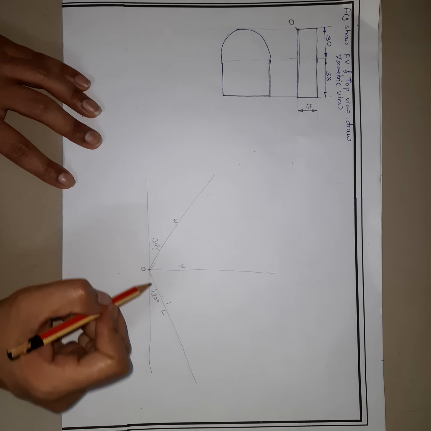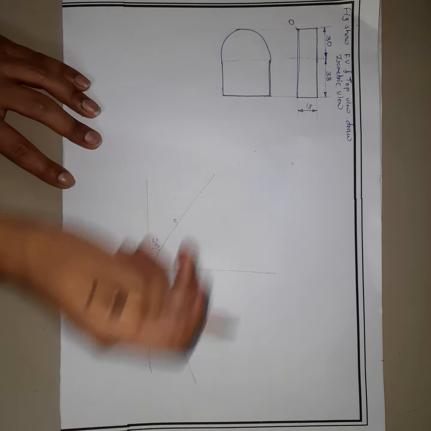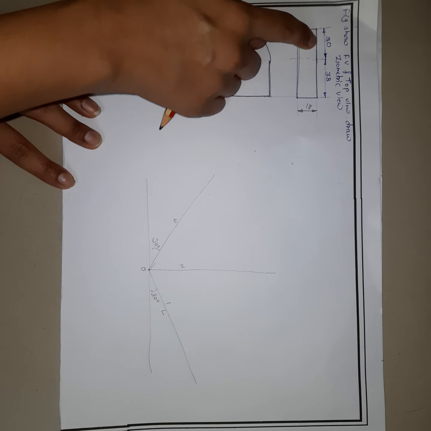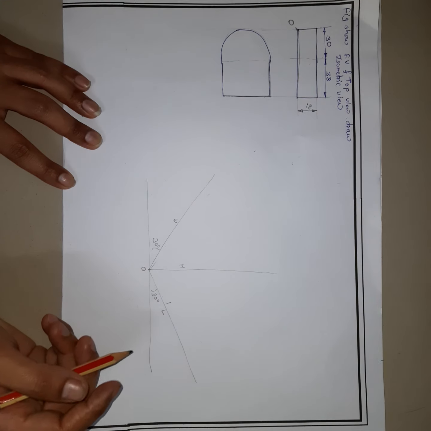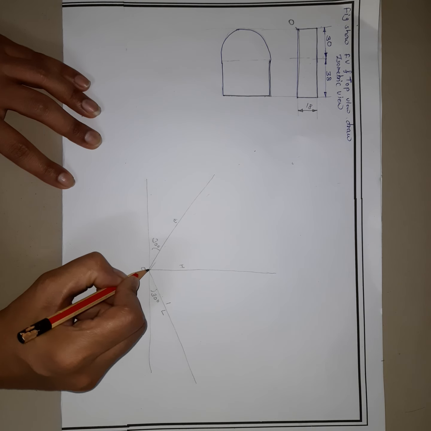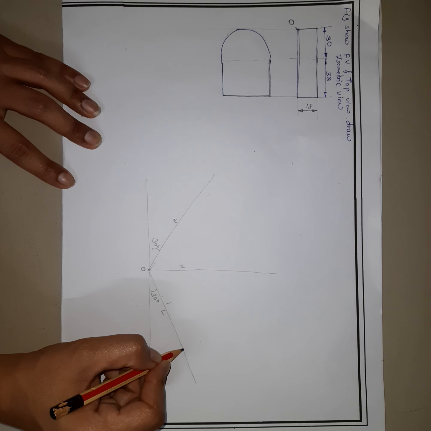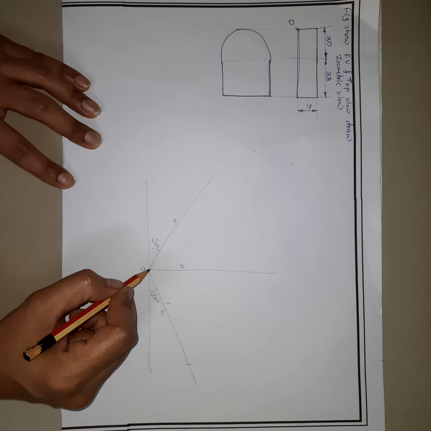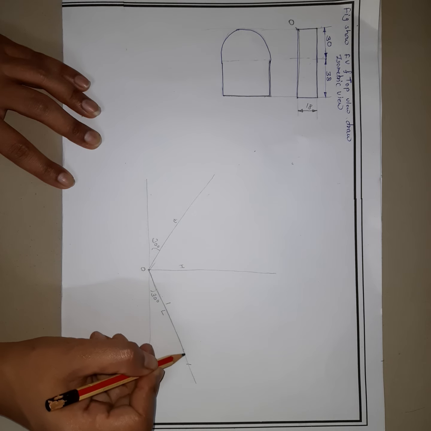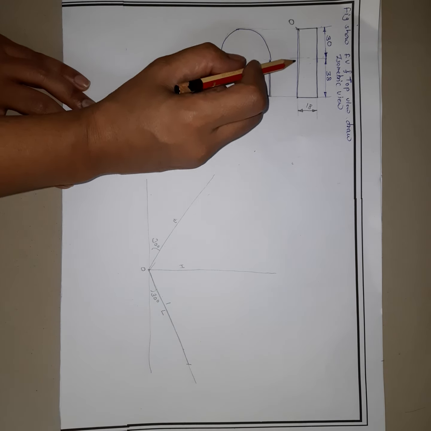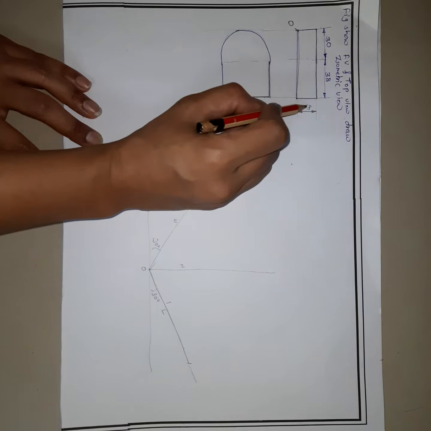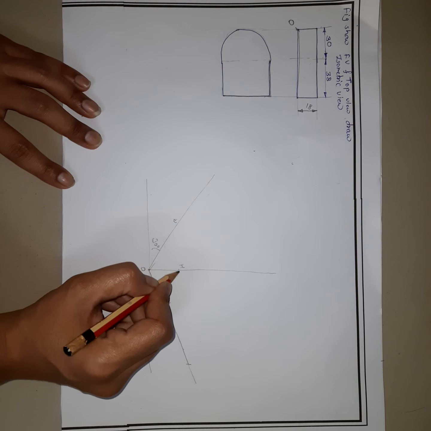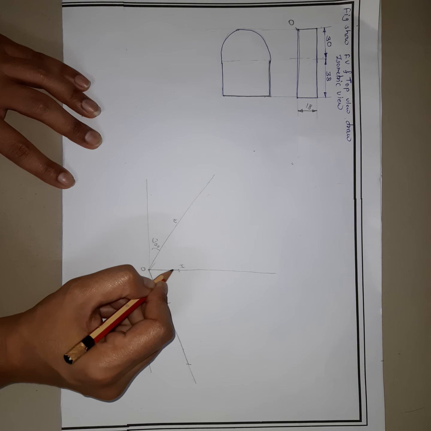Okay, so let's calculate the total length, which is visible in the front view. In the front view the length is 30 plus 38, which is 68. So from O we'll mark that 68 mm. Then the height is 18 mm. So from here we will mark that 18 mm.